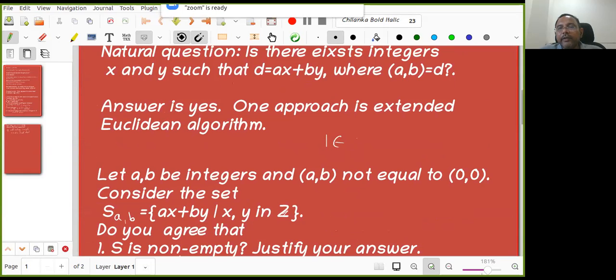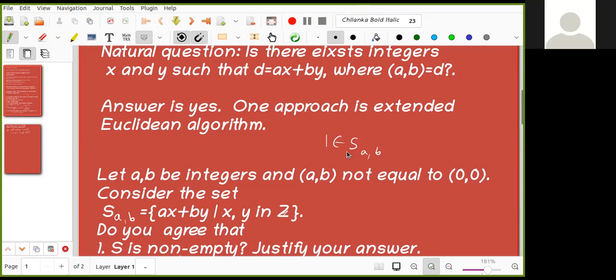Does 1 always belong to S of A, B? Sir, not always, I think. So can you give me one A and B such that 1 does not belong to S of A, B? Then I'll go to Sankriti, she's asking something. Sir, if we take A equal to 2 and... you tell me both A and B. So B is equal to 4. Very good. So A is equal to 2, B is equal to 4.